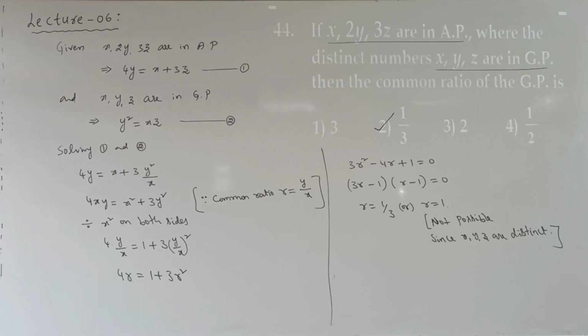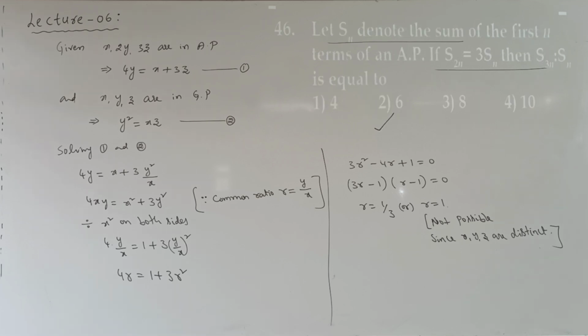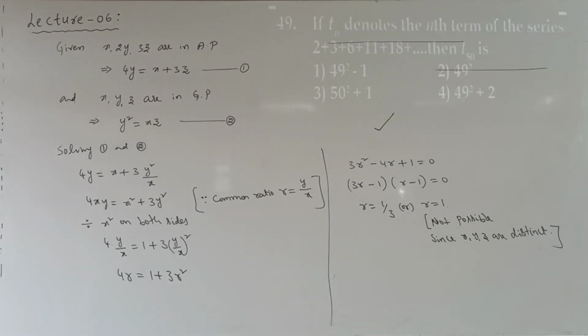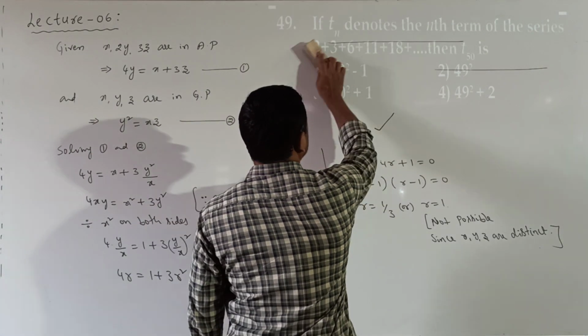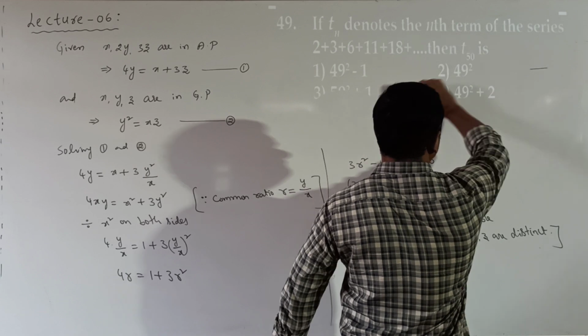Now let us see the next question. This model is already solved. If Tn denotes the nth term of the series 2, 3, 6, 11, 18 and so on, then what is T50? So Tn indicates the nth term of the series. We need to find the 50th term.